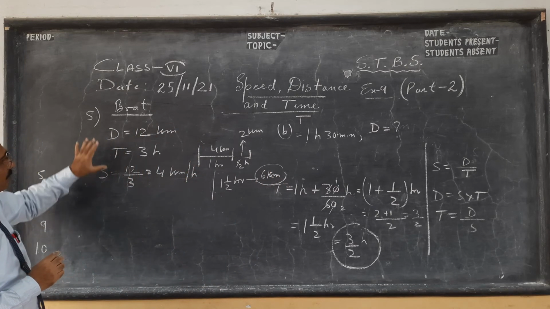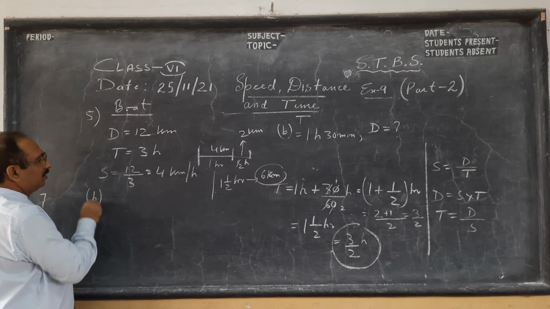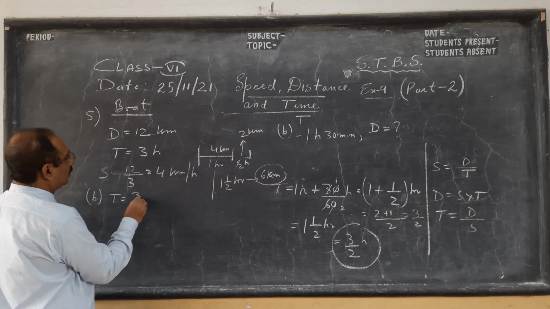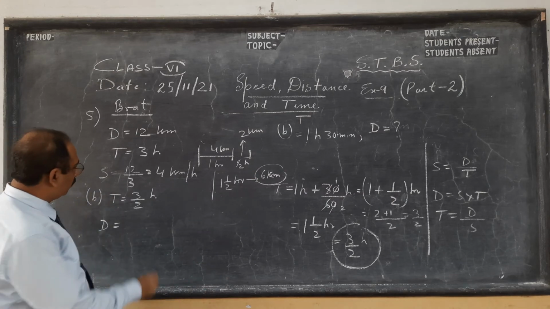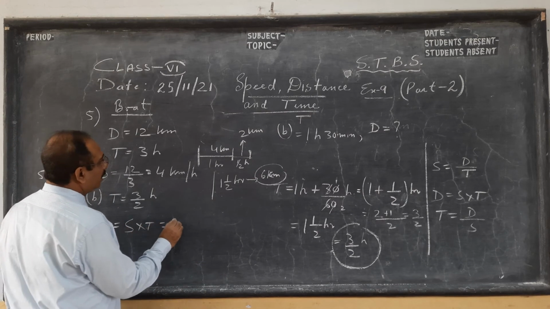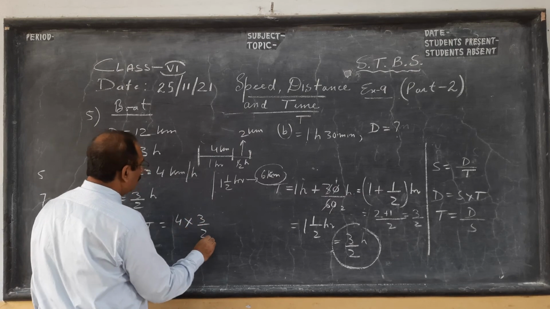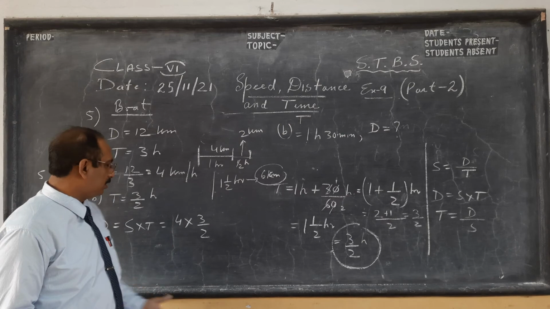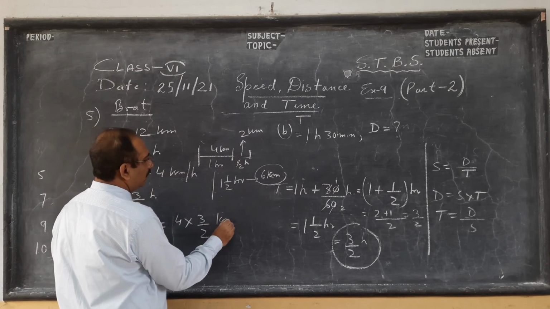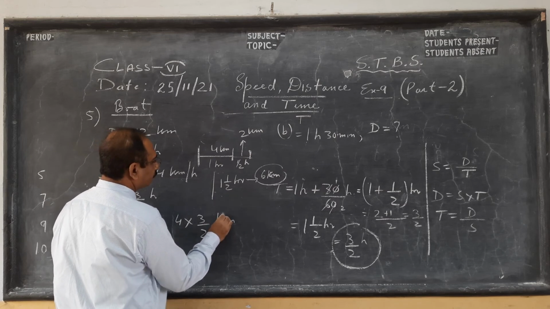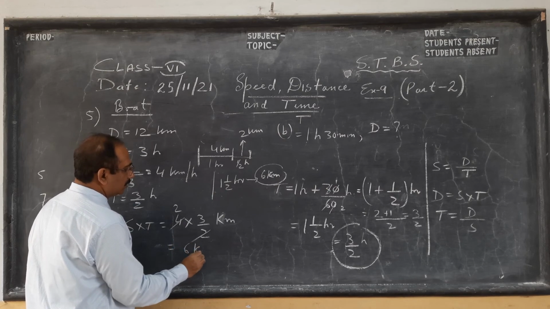We got the speed, we have distance, time on the first part questions. In the B part of the question, time, children, is 1.5 hour, 3 by 2 hour. So distance, we go back to traditional formula number 2, speed into time. Speed is your 4 kilometer per hour and time is 3 by 2. Since this is kilometer per hour, and this is in hour, answer will be in kilometer. So we cancel and we get 6 kilometer.